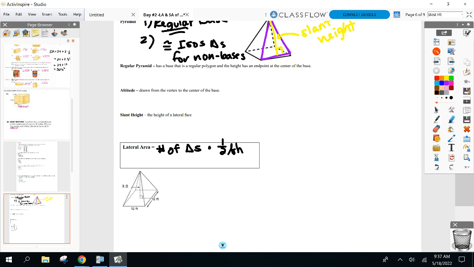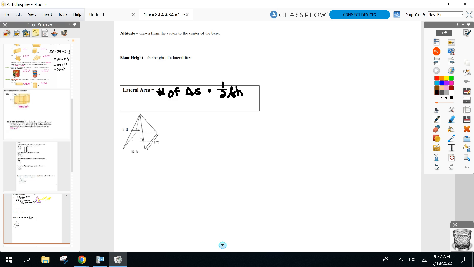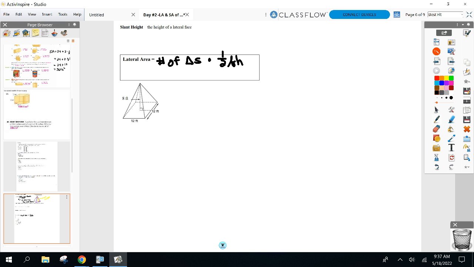All good? Think we can do it for this one. Let's figure it out. Let's take our pyramid here. Lateral area. How many triangles? 4, times the area of one of them.